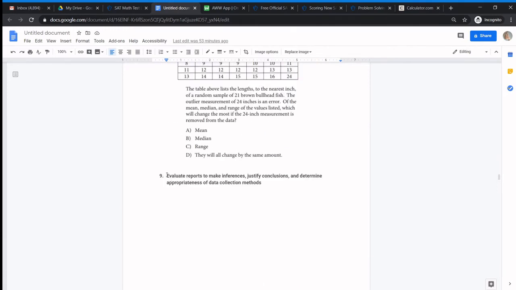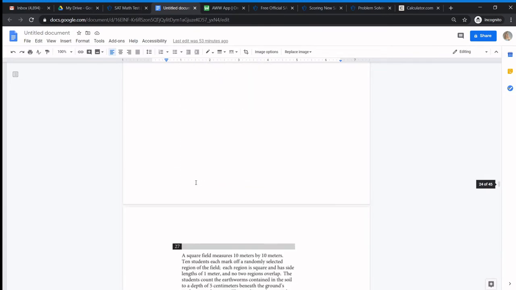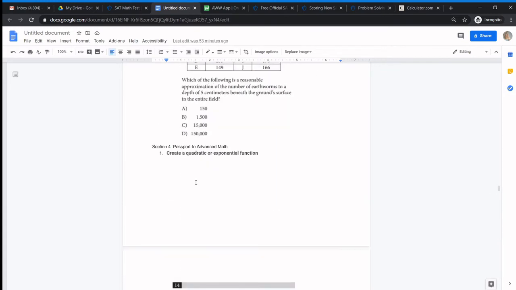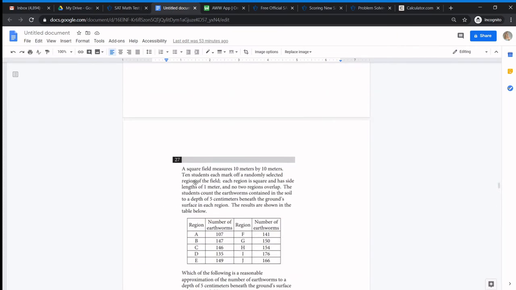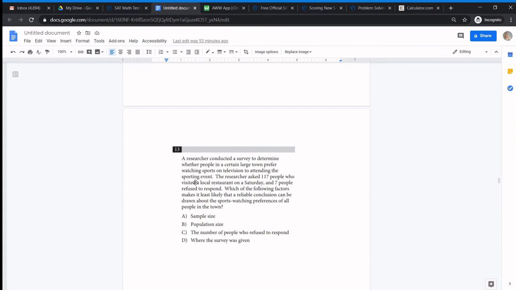Now, evaluate reports to make inferences, justify conclusions, and determine appropriateness of data collection methods. I actually like this one the most because it's honestly probably the easiest one. Let's look at this.